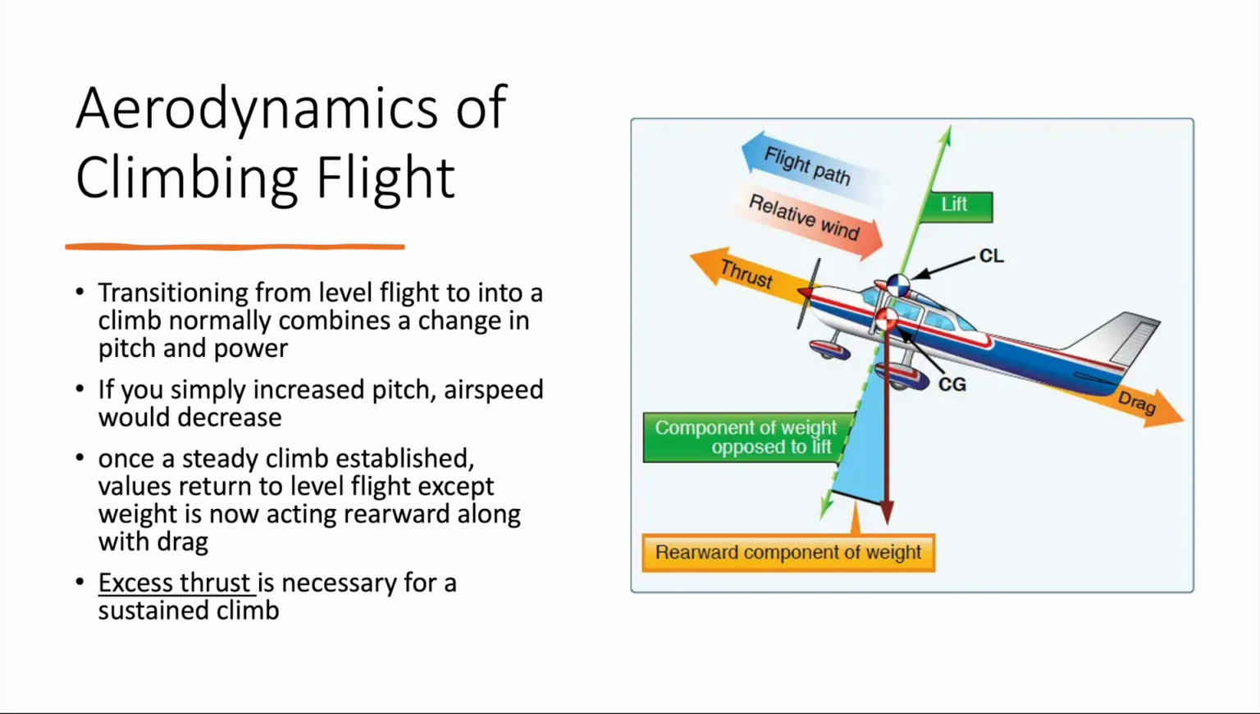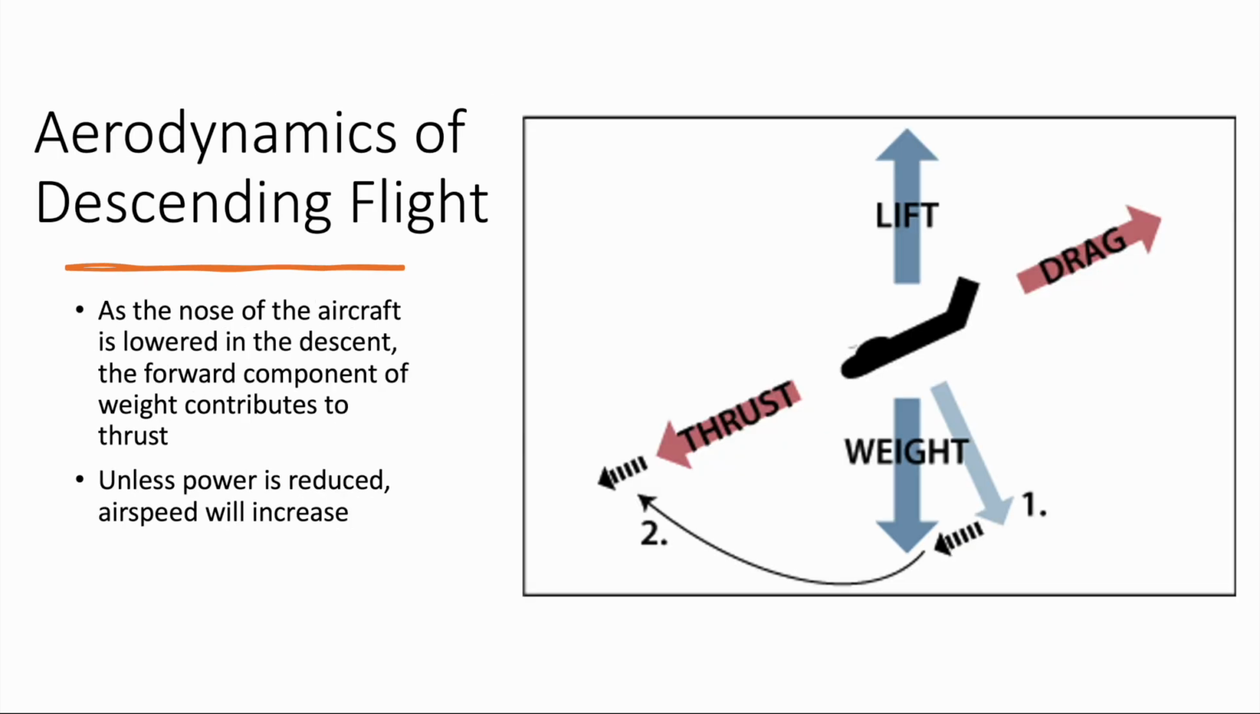It's like you're riding a bike uphill. After a few feet, you start to lose steam. You have to start pedaling harder and harder and harder, just like climbing in an airplane. Initially, you pitch up, you'll start climbing nicely, and then your airspeed will start to slow down because now you have more drag. So you've got to add more power to overcome that. Descending, same thing happens: as you pitch forward to descend, your weight is acting forward, so it's contributing to your thrust. So unless you want to go really, really fast, you have to reduce your power when you descend, otherwise your airspeed is going to continue to go up.